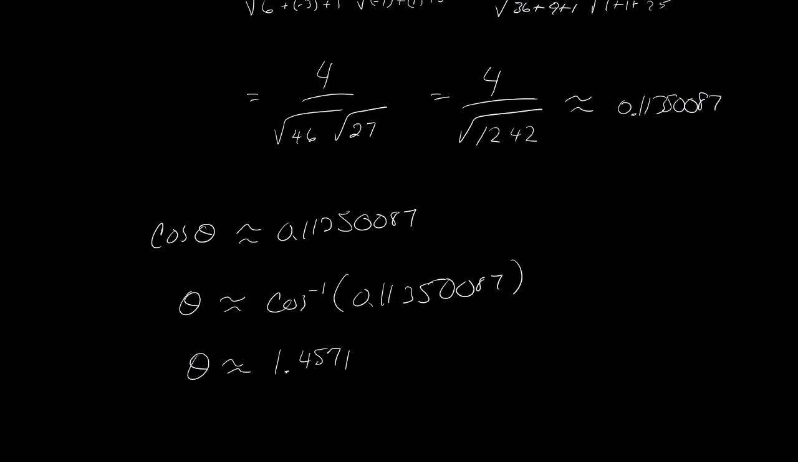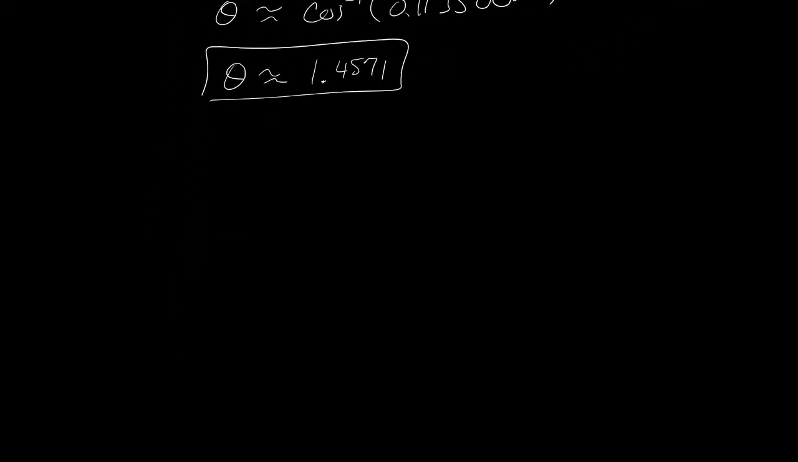All right, so we have 1.4571 as our angle. And that is less than pi over 2. If you calculate pi over 2, it comes out to be approximately 1.57. So this is an acute angle less than pi over 2. So we're good to go. There's our angle. All right, so now we have to find the parametric equations, rather, of the line of intersection. So how in the world are we going to find that?